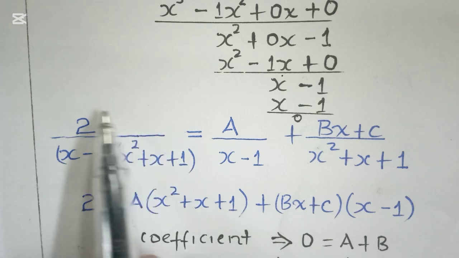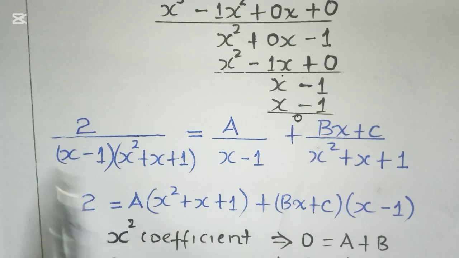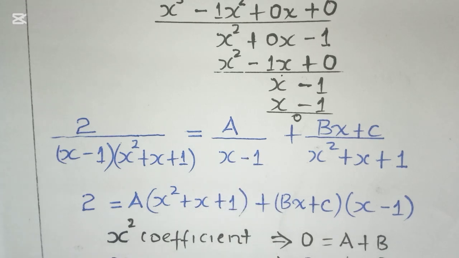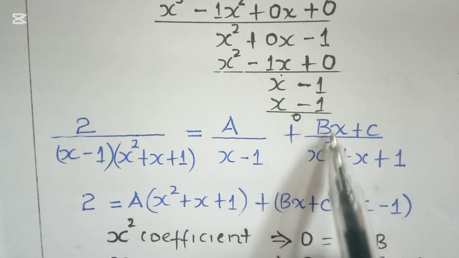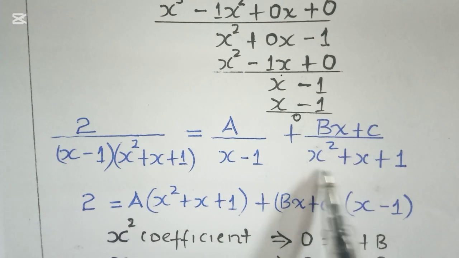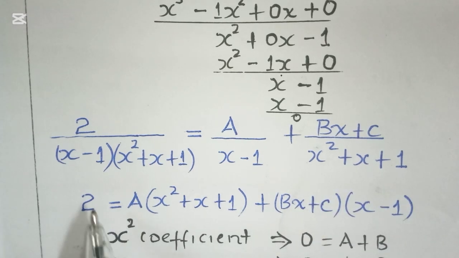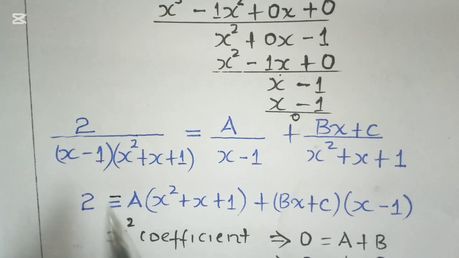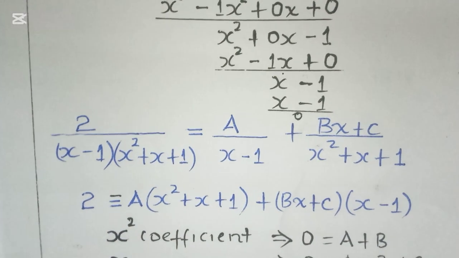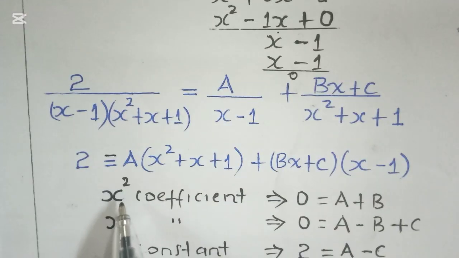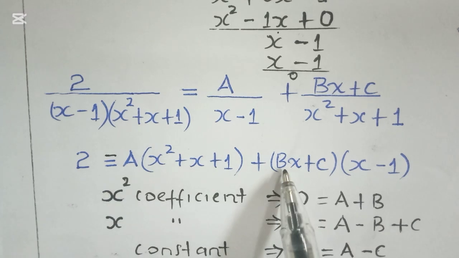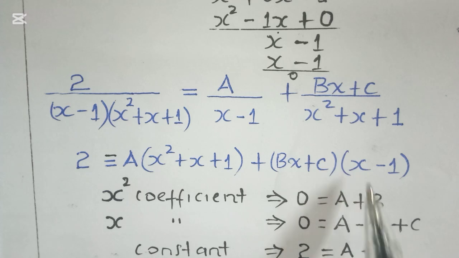We are going to divide this into partial fractions, which we get A all over x minus 1 plus Bx plus C all over x squared plus x plus 1. So this 2 is equivalent to that. In fact, we can even put something like that. It's equivalent to that. Now coming to the coefficient of x squared, which is A, and also B, because you have Bx multiplied by x. So 0 is equal to A plus B.